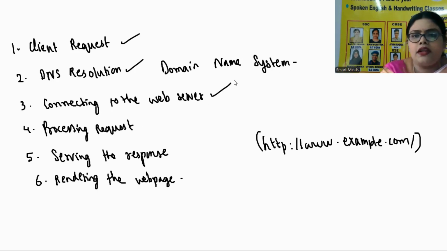And then next is connecting to the web server. Using the obtained IP address, the browser establishes a connection with the web server. Next, processing request. The web server receives the request and processes it. Then next is serving the response. The requested files, whether HTML, CSS, JavaScript, or images, are sent back to the client's browser by the web server. And at last you have rendering the web page. Based on the received data, the browser displays the web page to the user.